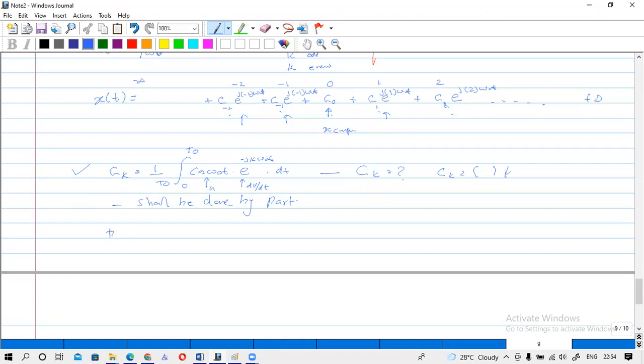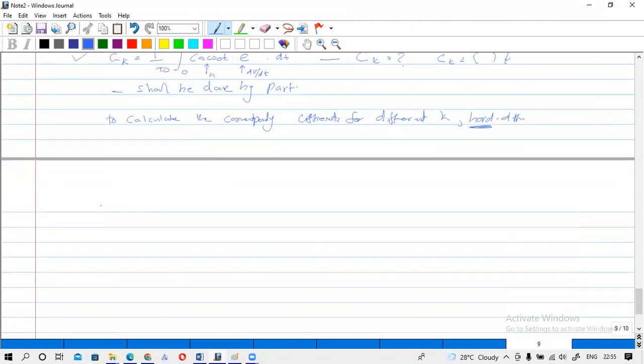To calculate the corresponding coefficients for different k values or different harmonics is also hard. That is not easy. It is very difficult. So I am going to find an alternative method. Here we have x(t) equals cos omega naught t.